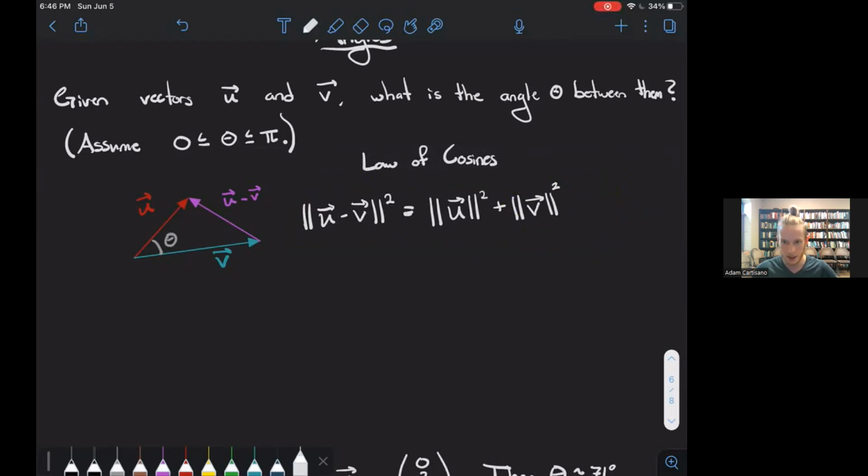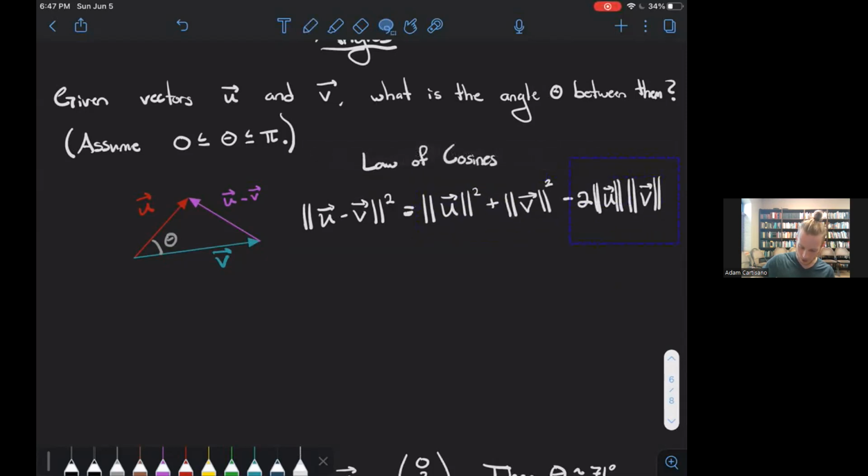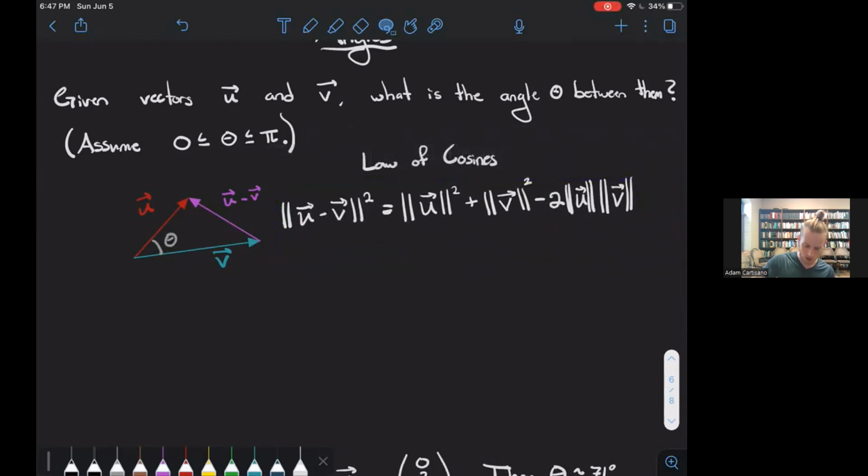You start by adding the squares of the lengths of the other two sides, Pythagorean theorem style. Then you subtract. When you do this, you'll overcount by some amount. The thing that you overcount by is 2 times the length of the first side times the length of the second side, times the cosine of the angle between them. Here we go, cosine theta.